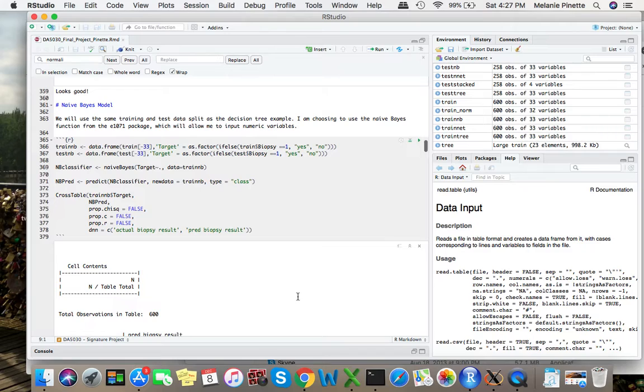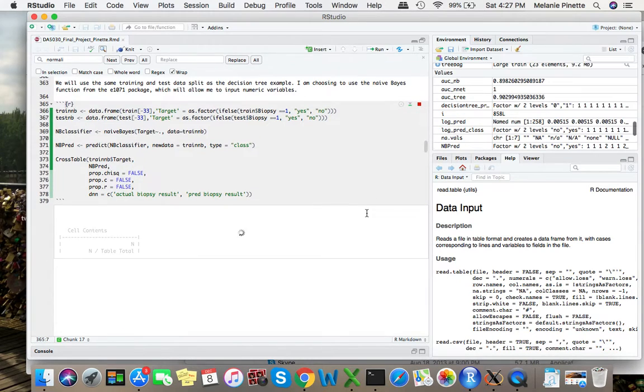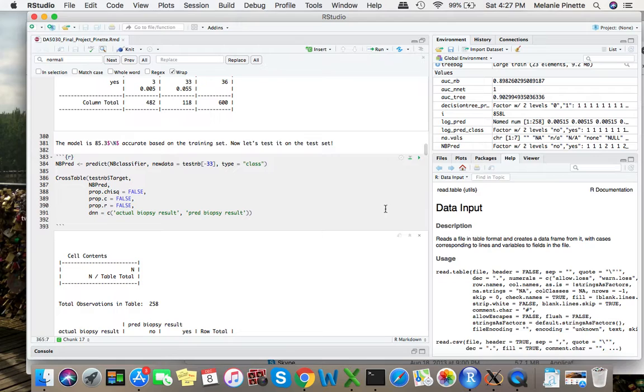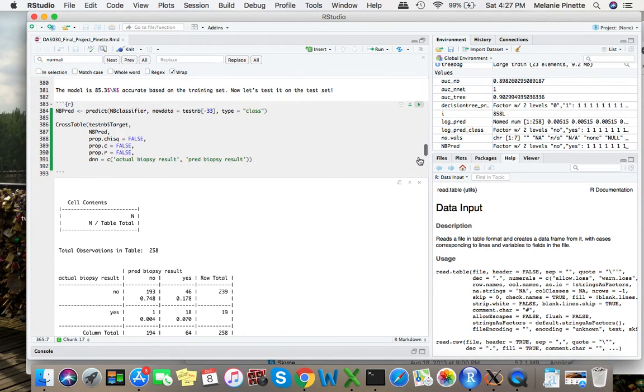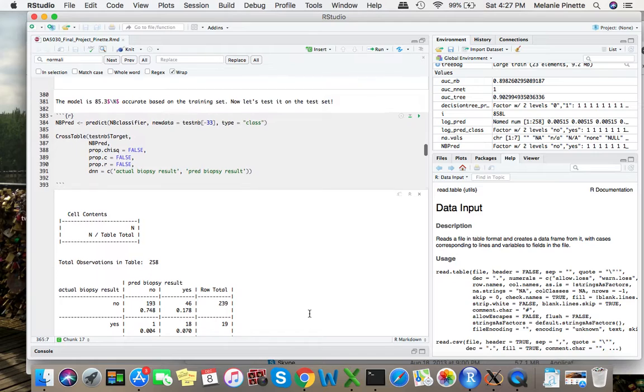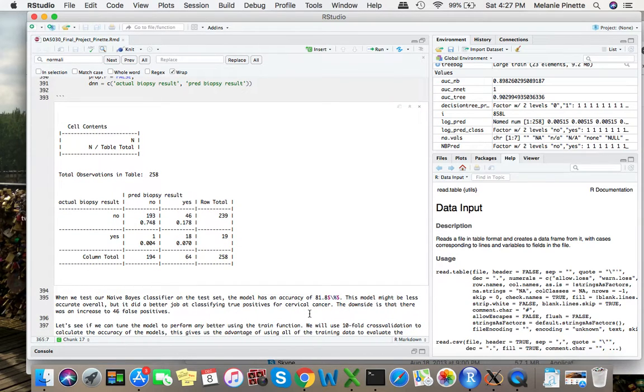And then moving on to naive Bayes, we'll train using the same original training and testing sets, and then we'll test it on the test data. And the naive Bayes classifier is 81.8% accurate, which again is pretty good. This model might be less accurate overall, but did a better job at classifying true positives for cervical cancer. The downside is that there's an increase in the false positives, so 46 false positives total.